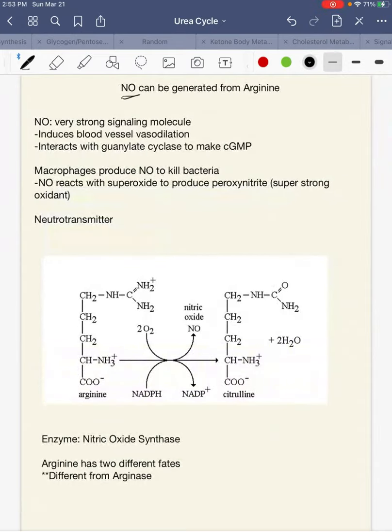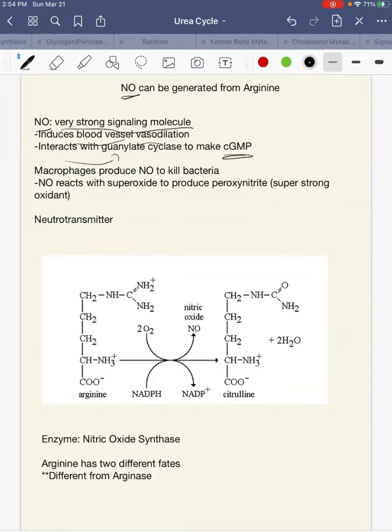So this is the last thing I think I have on here. If you've never looked or heard of it before, nitric oxide is a strong signaling molecule. You'll talk about it if you take cardio-phys or neurobio. They talk about nitric oxide a bunch. It can cause blood vessel dilation. It can also cause smooth muscle relaxation by making cyclic GMP, and it does this by interacting with guanylate cyclase.